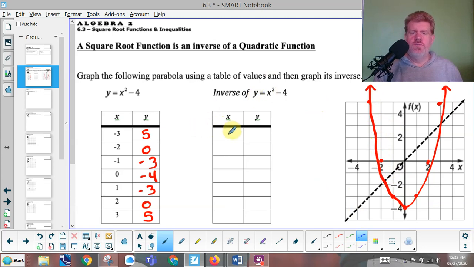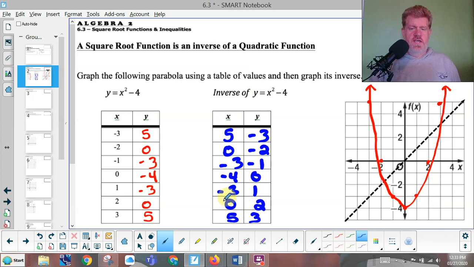Instead of solving for the inverse, I'm just going to do it the easy way and invert these points: 0, negative 2; negative 3, negative 1; negative 4, 0; negative 3, 1; 0, 2; 5, 3. Now you can tell by this table it's not a function because 5 can't give you two values. 0 can't give you two values. Negative 3 can't give you two values. X's can only give one value. Here it gives you two. But it doesn't have to be a function to have a graph. So let's graph them.